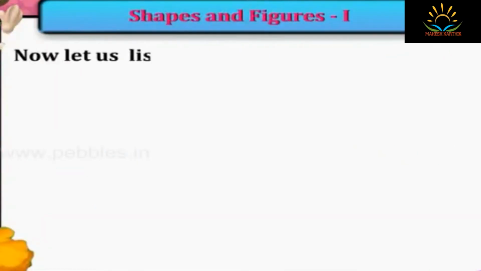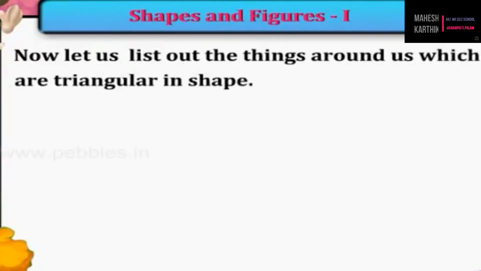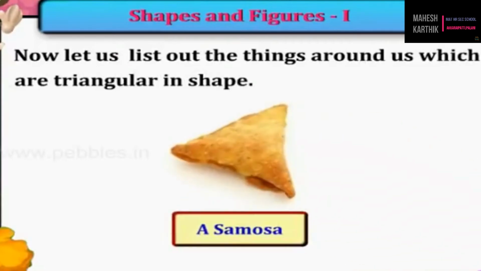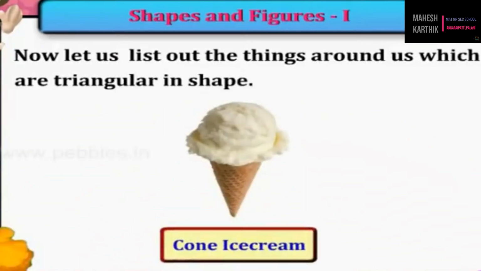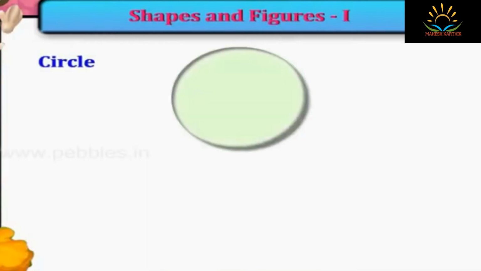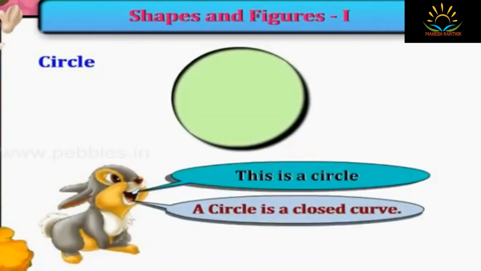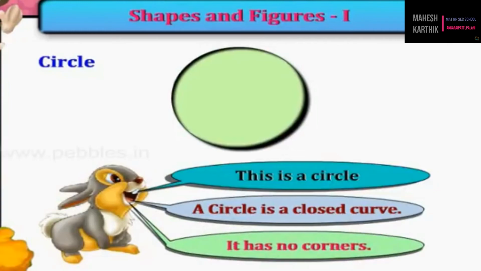Now let us list out things around us which are triangular in shape. Samosa, cone ice cream, circle. This is a circle. A circle is a closed curve. It has no corners.